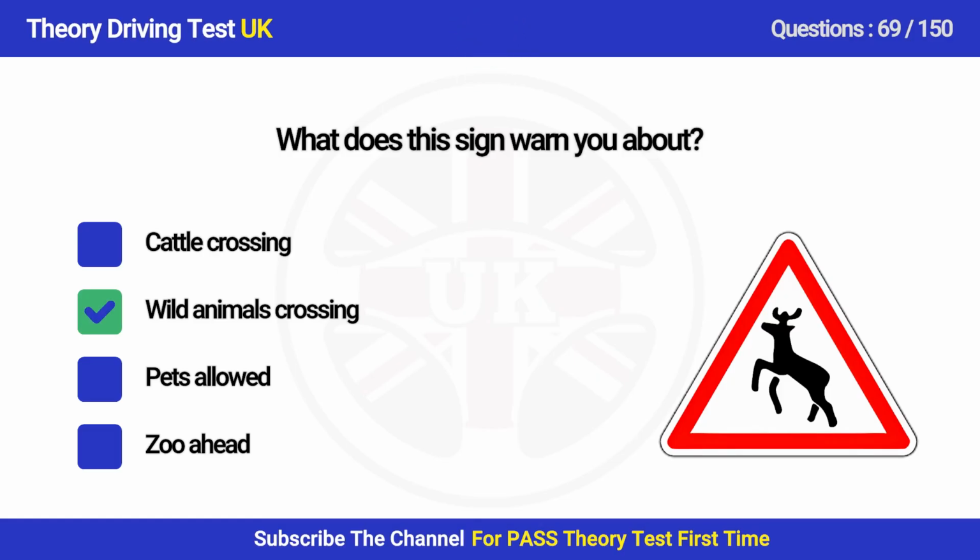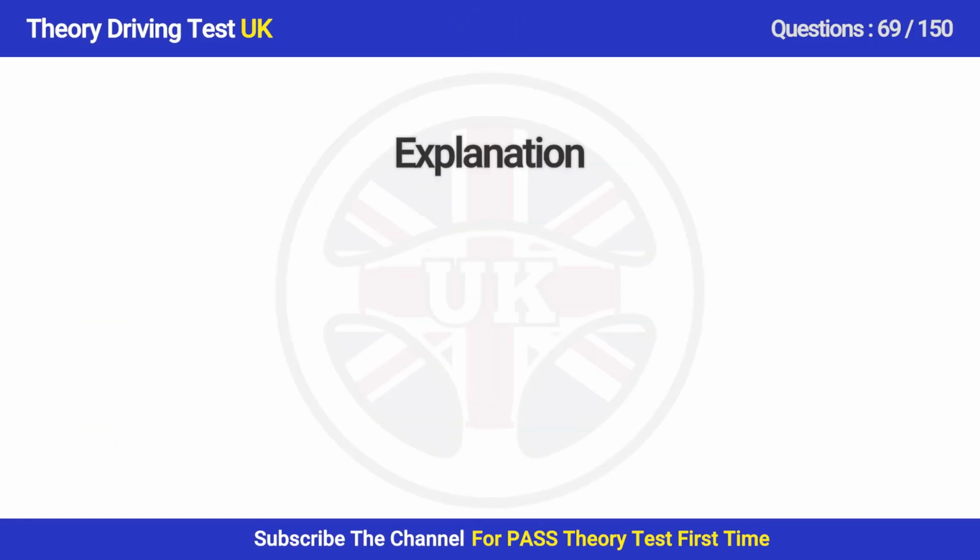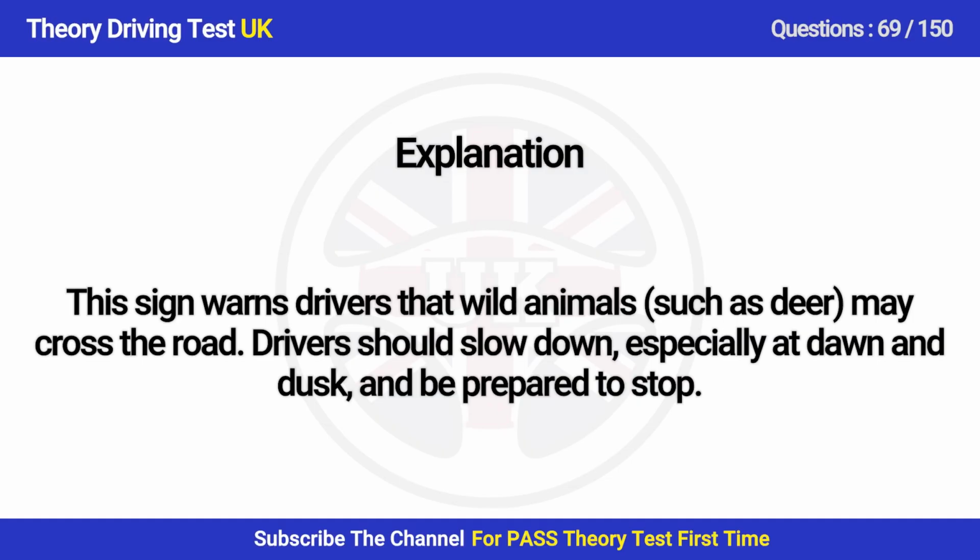Answer is B. Wild animals crossing. This sign warns drivers that wild animals such as deer may cross the road. Drivers should slow down, especially at dawn and dusk, and be prepared to stop.